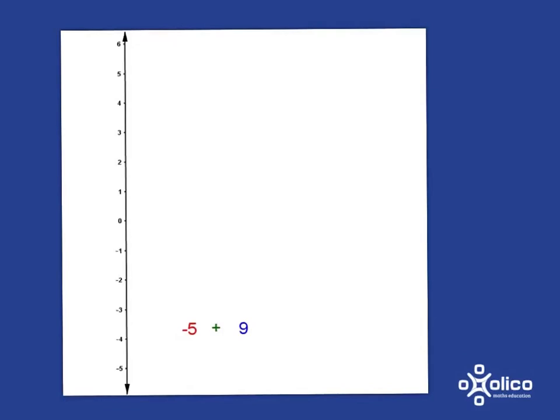Now, how about -5 plus 9? Well, in this case, we start at -5, and we need to go up because we're adding, and we need to go up 9 steps. We're going to jump 5 steps to 0. We've got to do 4 more steps because we want to do 9 steps in total, and so we will end up at 4.